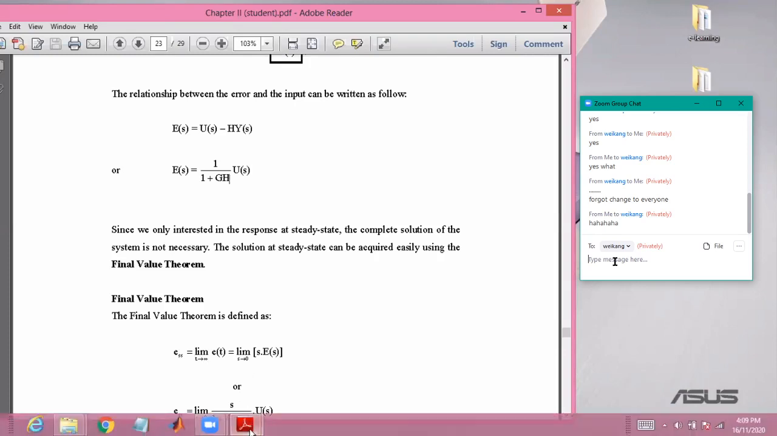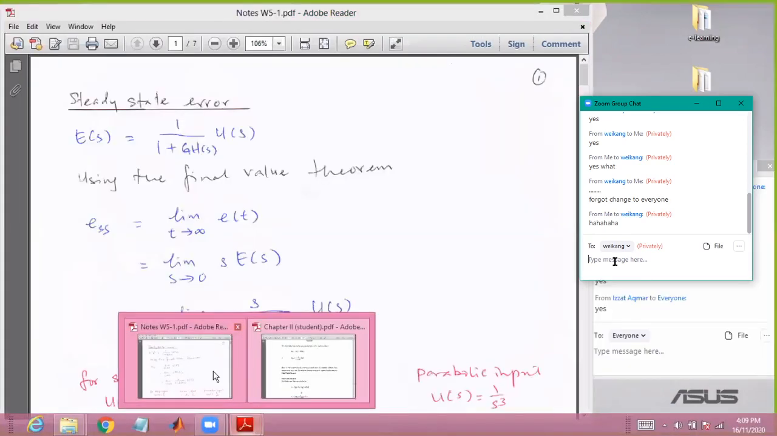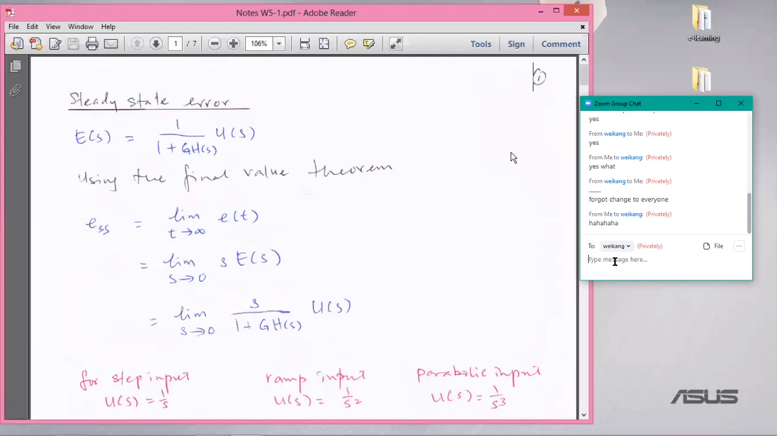Let's go to my notes. I have derived some notes here. So this is the expression. The first equation here, E of s is equal to 1 divided by 1 plus G H of s, times U of s. So this is the expression for the error signal in Laplace domain.